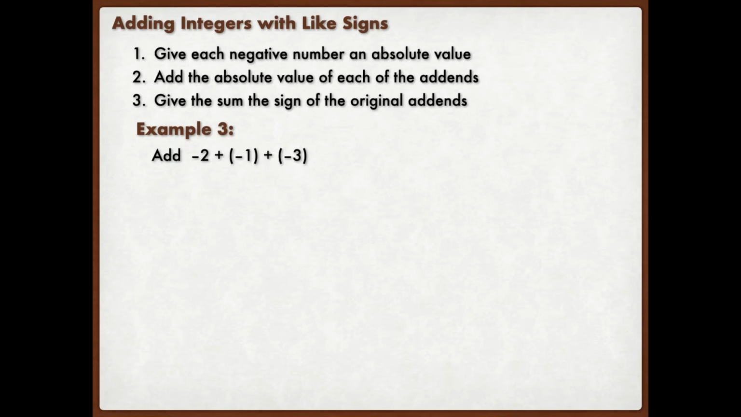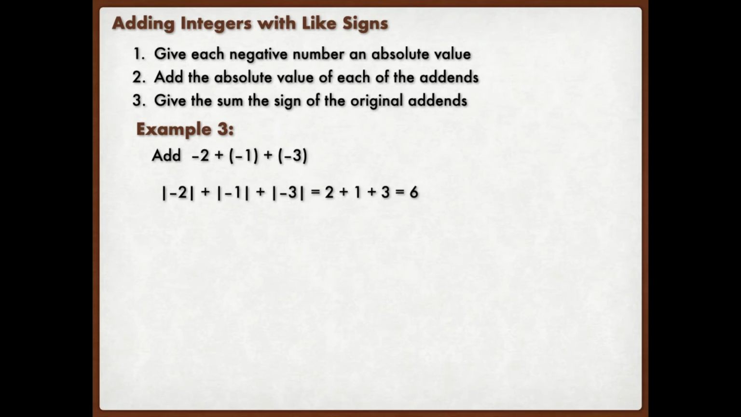So for each number that is negative, let's put it into an absolute value sign. So negative 2 will have an absolute value sign around it. Negative 1 will have an absolute value sign around it. Negative 3 will have an absolute value sign around it. So that means I'm going to turn the negative 2 to a 2, the negative 1 to a 1, and the negative 3 to a 3. I gave each negative number an absolute value. Place the absolute value around the negative 2, the negative 1, and the negative 3.